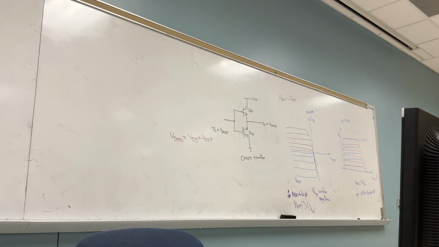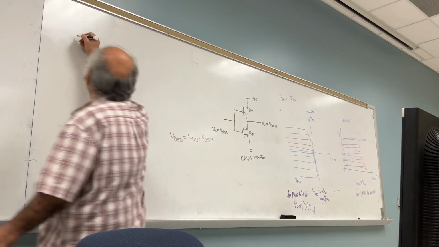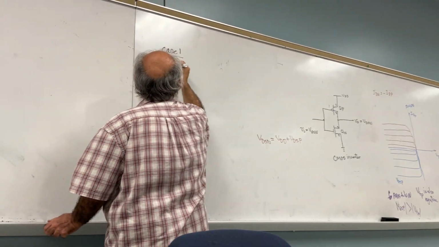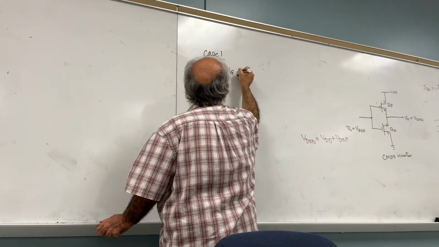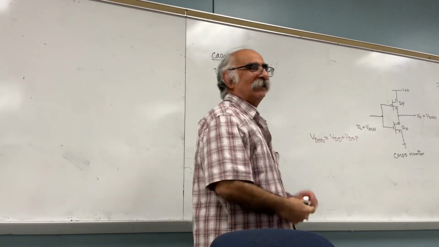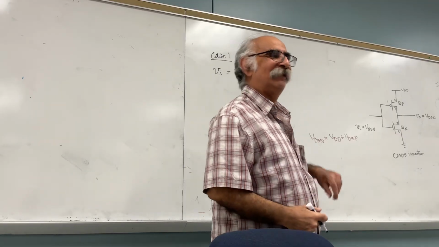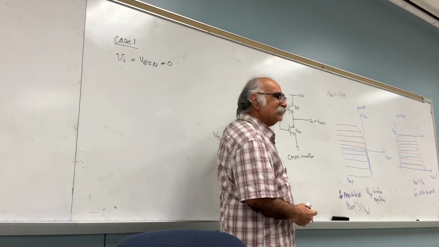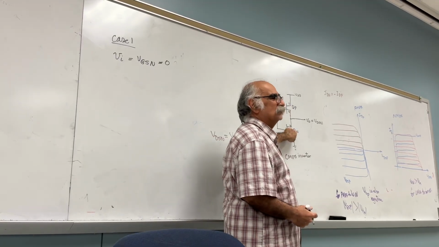Okay, now let's look at the extreme first. Do you understand what extreme means? Let's assume case one. VI, which is what? VGSN is equal to 0. Can you show me where am I? This one is 0. What can you tell me about this?